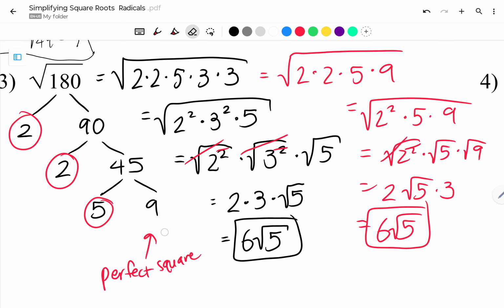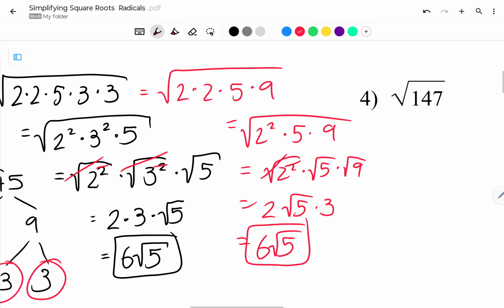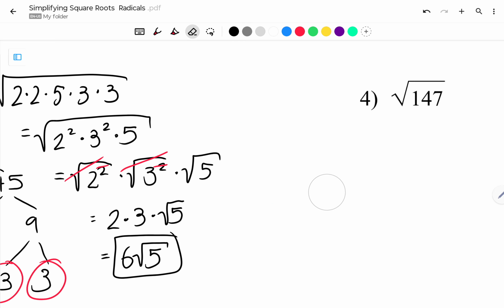But let's just keep going. I think I'm just confusing y'all, right? Just keep breaking it down. Break it down, break it down. Okay? But either one works.